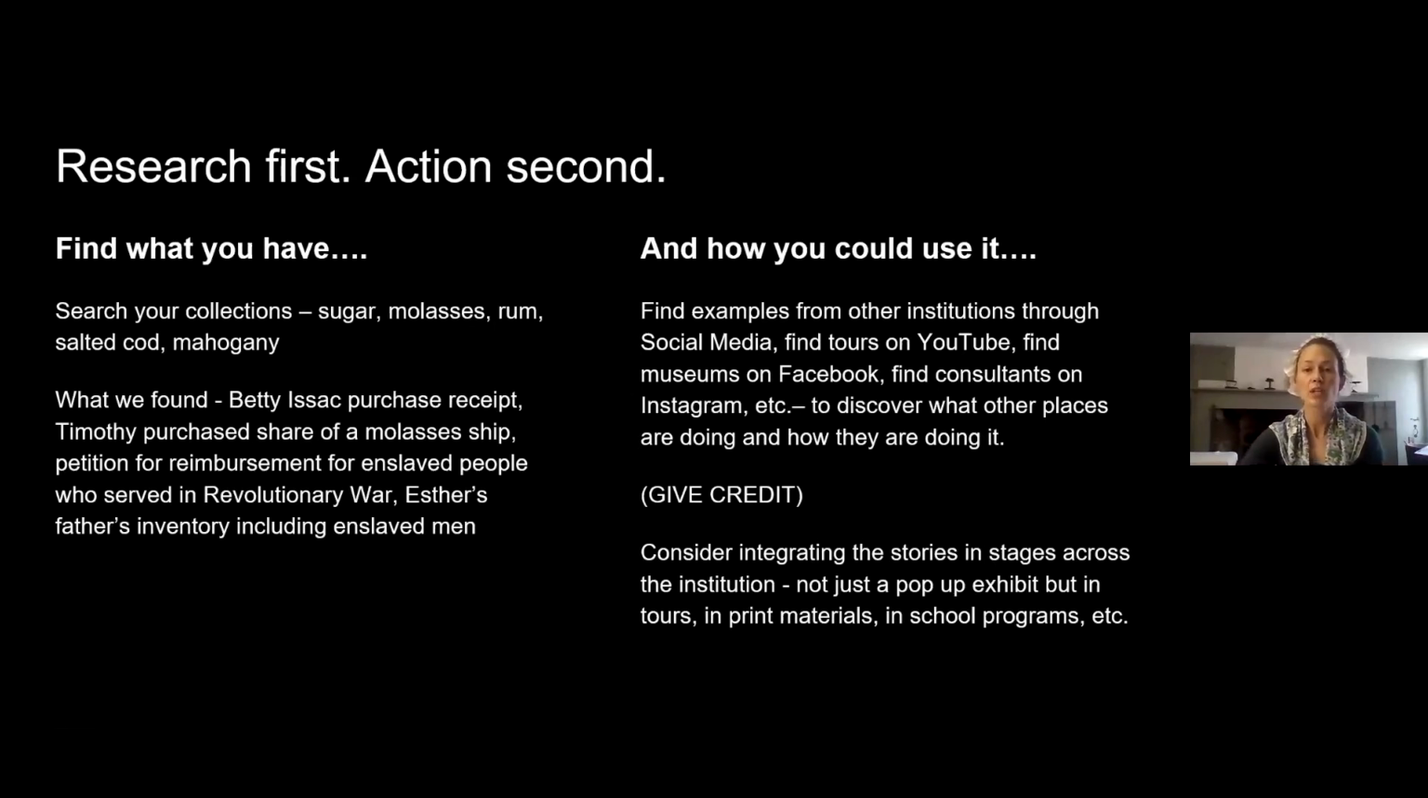When you're looking at how to use the information and what kind of lessons you can build, make sure that you're looking at other institutions' examples, either through social media or YouTube. There's tons of museums who are doing this right now, historic houses included, that are reinterpreting their histories to include more diverse stories, Native American histories, as well as African American histories, and look at what other people are doing and how they're doing it.